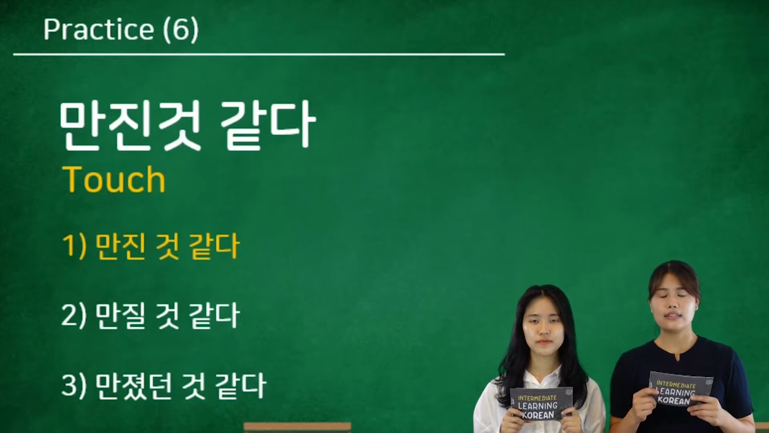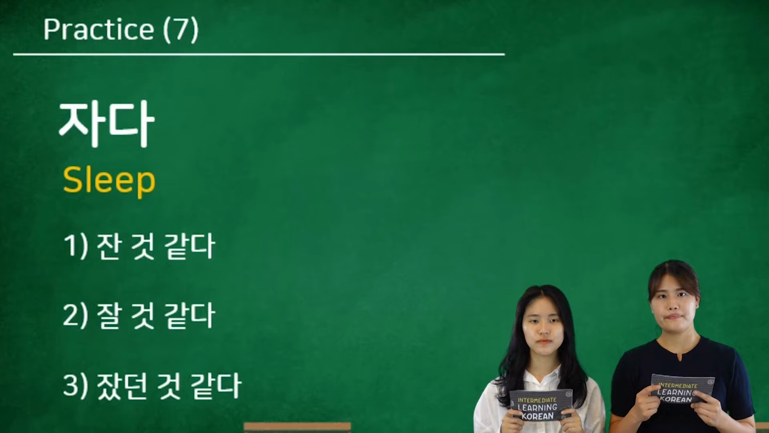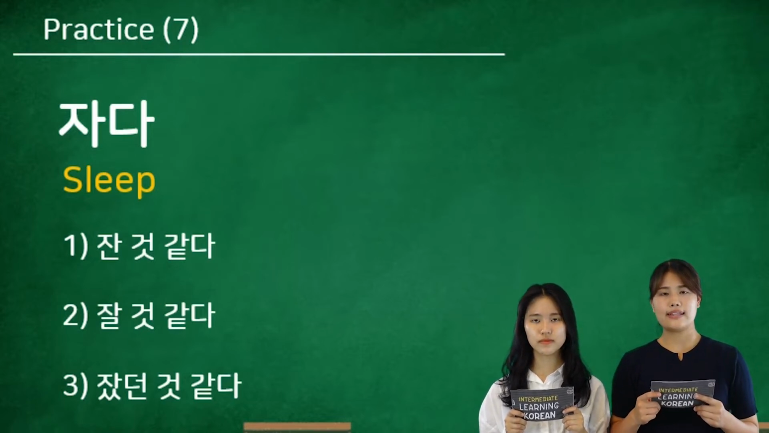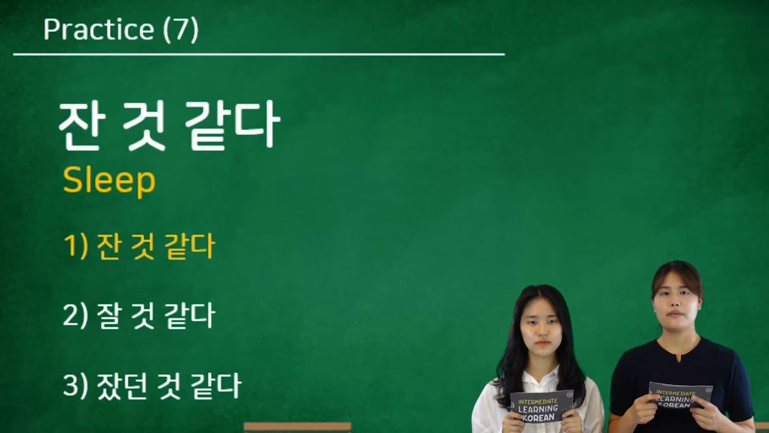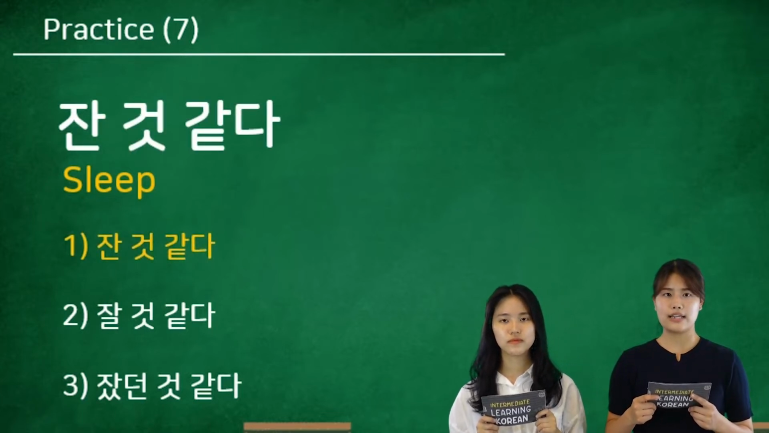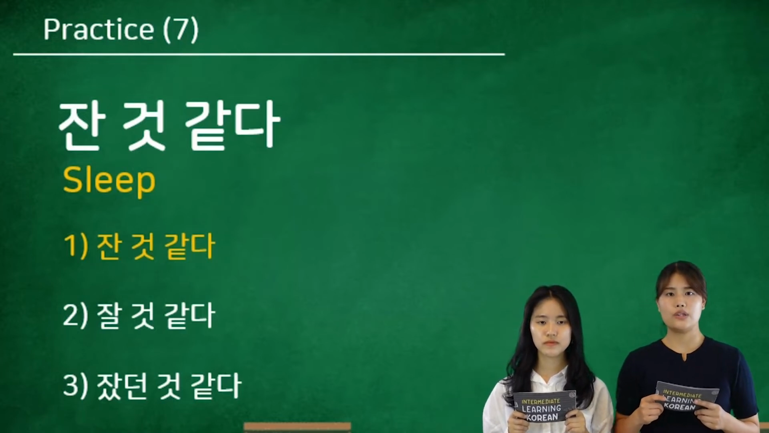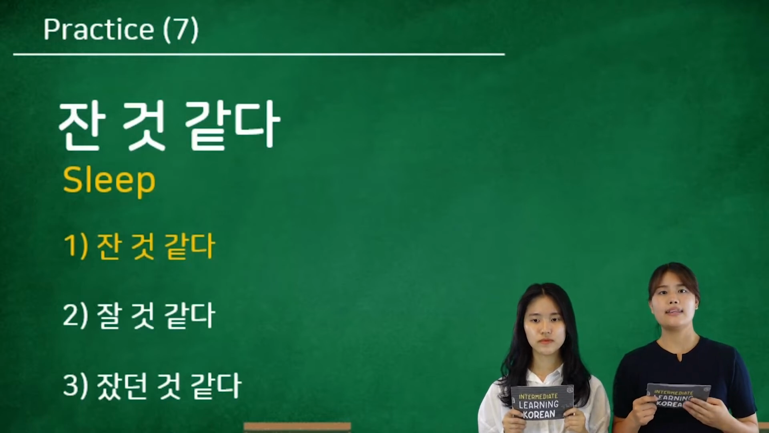자다. How can we change 자다? Yes, the answer is 잔 것 같다. If you remove 다 from the verb 자다, there is no final consonant, so we can use 니은 것 같다. Then it becomes 잔 것 같다.